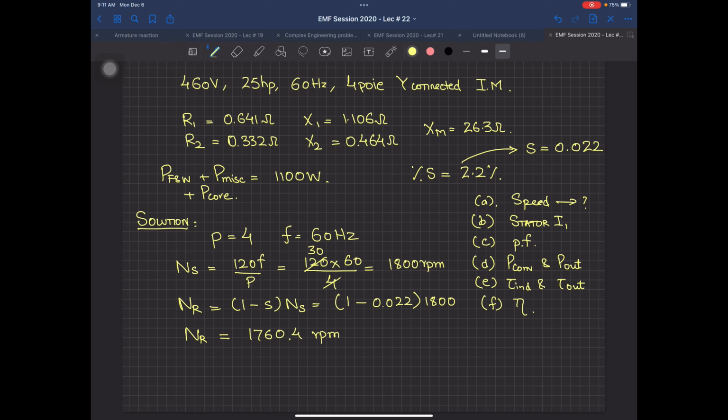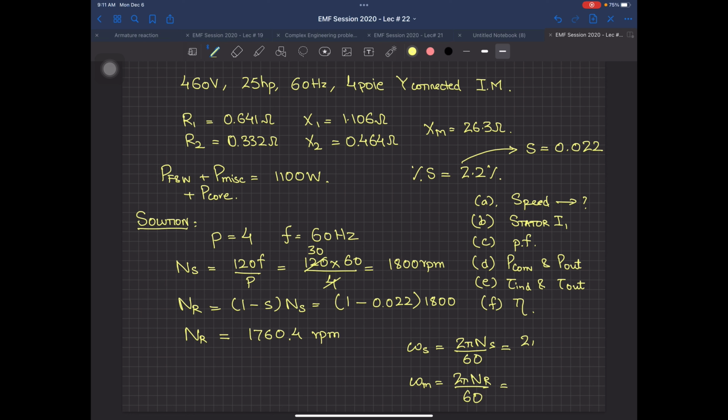Now since I will be requiring omega s, why will I need omega s? Because I have to find out torque. And in those torque equations, I have to put omega s and omega m. So I calculate them here, before I need them at that time. So omega s is equal to 2 pi n s divided by 60. So this will be omega m equal to 2 pi n r divided by 60.